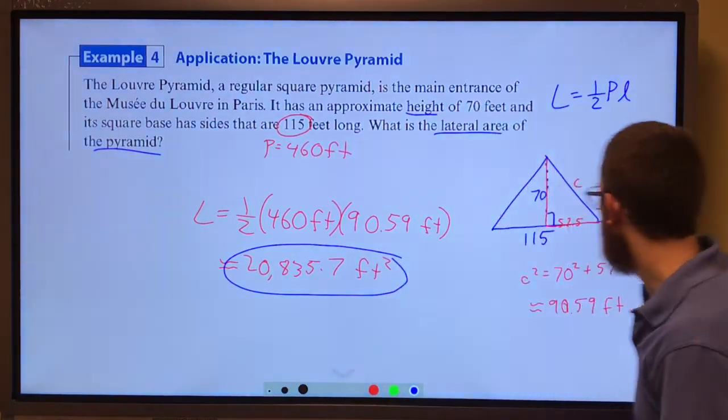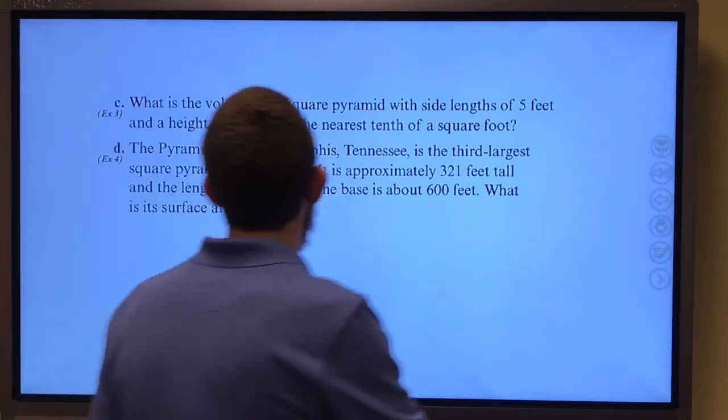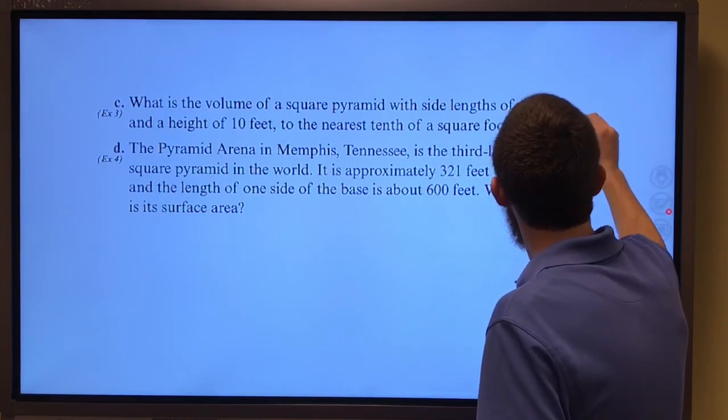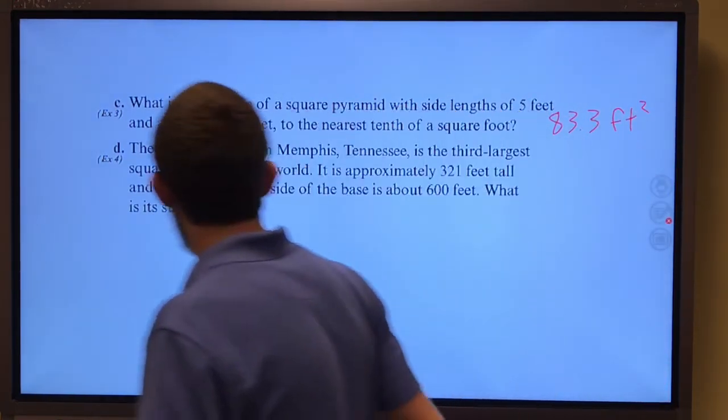All right, ready to try some problems? That's what I thought. There you go, take a look at those. I'll give you about 5 seconds to pause this and try those out. All right, here we go. The first one, about 83.3 square feet.